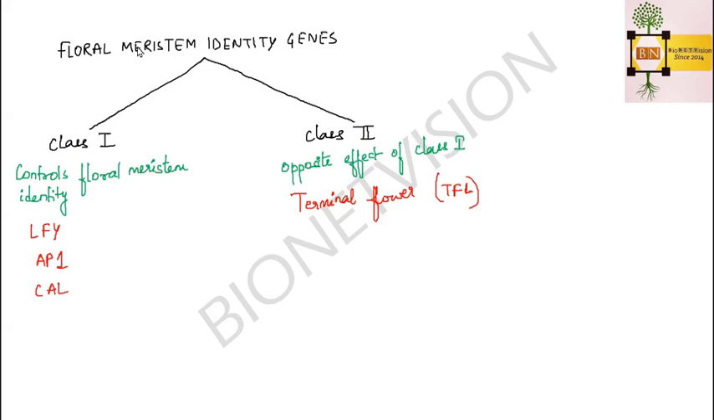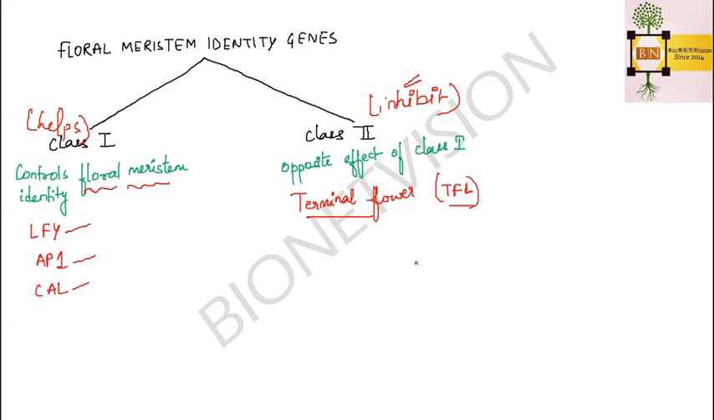They fall into two categories. Class 1 helps in the promotion of flowering, and class 2 inhibits flowering. Class 1 genes include Leafy, Apetala 1 and Cauliflower. These three help in the formation of flower. Class 2 genes include Terminal Flower 1. When this gene is activated, it inhibits flowering.